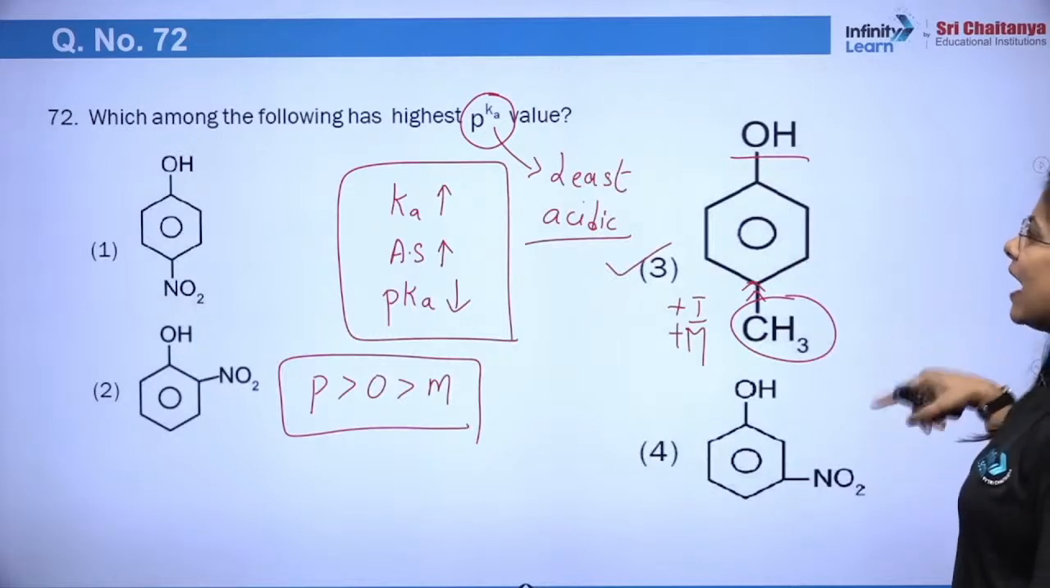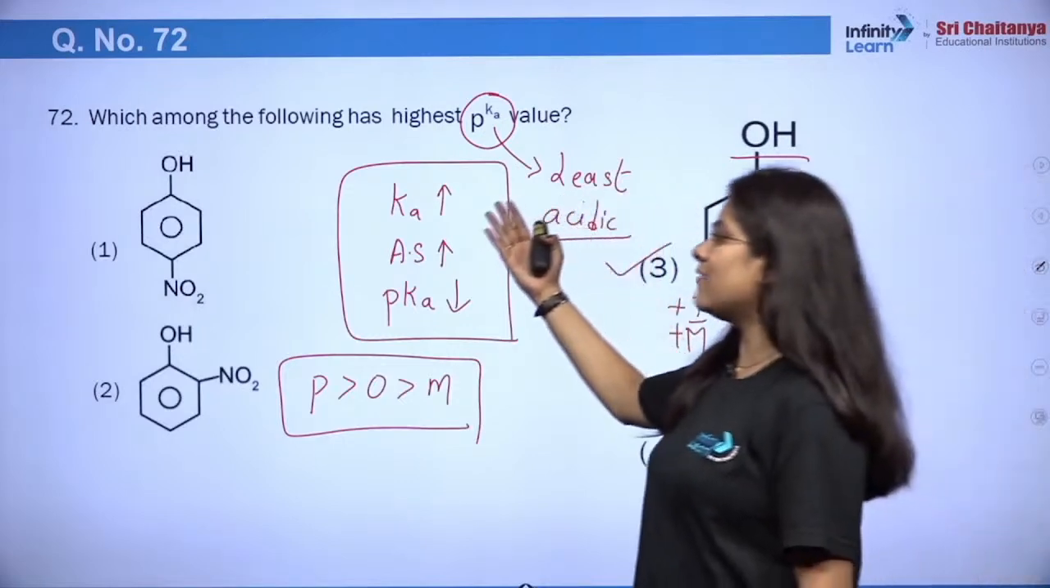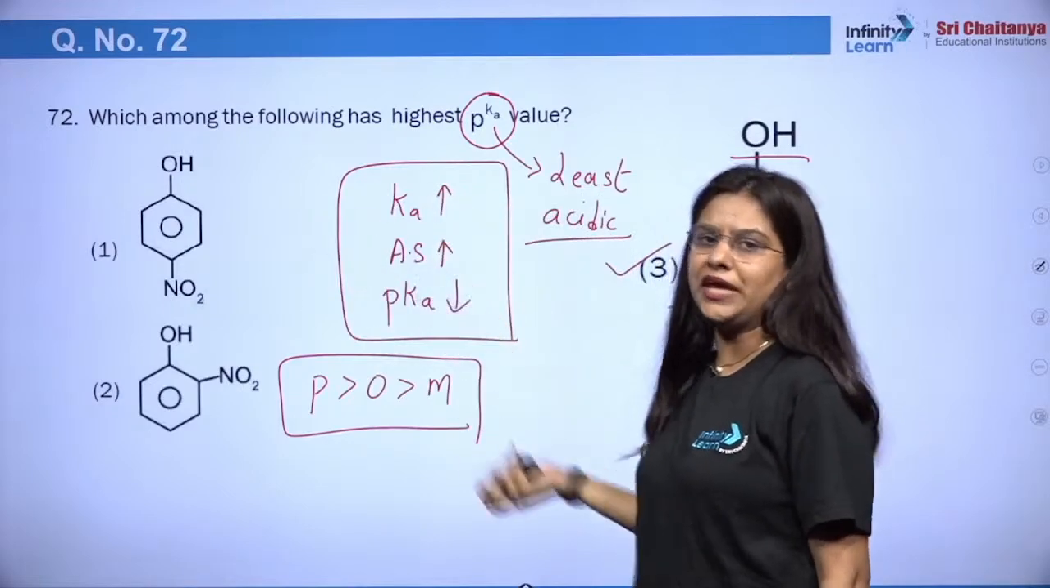Now if they would have asked which of the following has the least pK value, then the answer would be option number A.